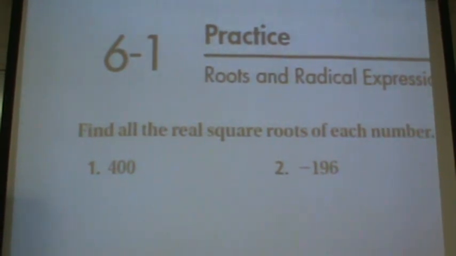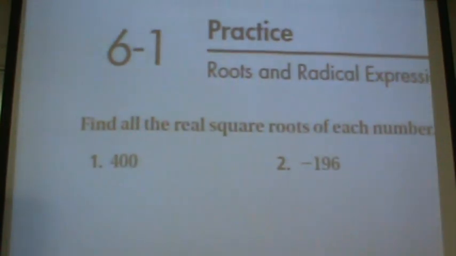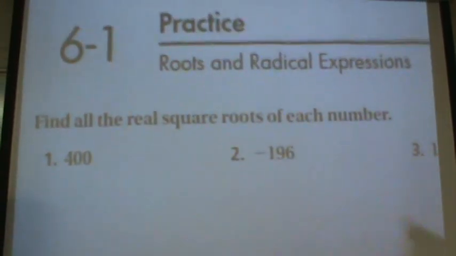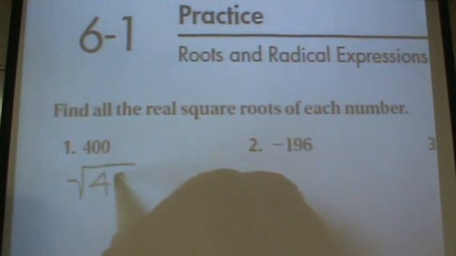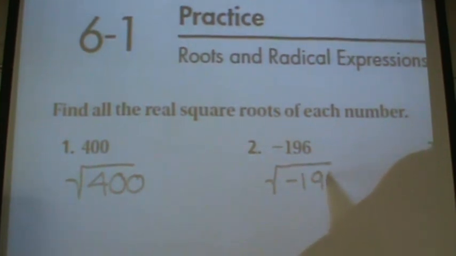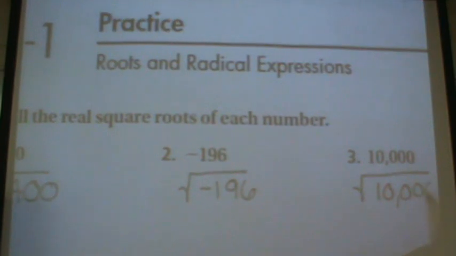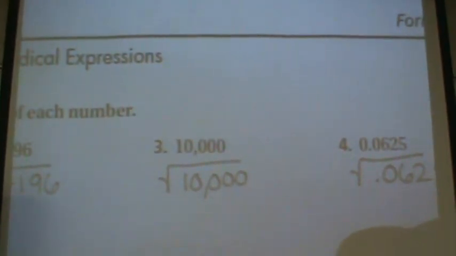Here is 6.1 homework for Algebra 2, Year 2. The first 4 questions are asking to find the real square root of each number. So they want you to take the square root of 400, the square root of negative 196, the square root of 10,000, and the square root of 0.0625.